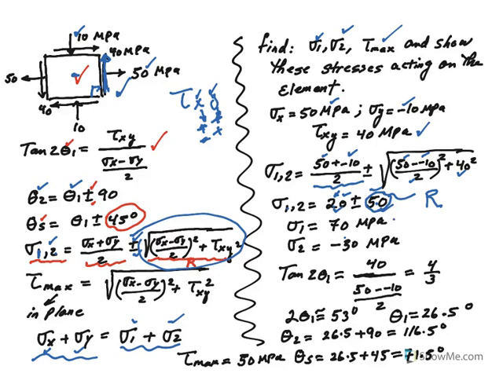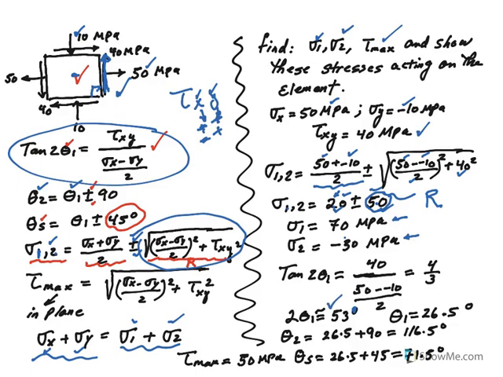So this is your sigma 1 and this is your sigma 2. Also, let's calculate at what planes these stresses happen. So let's go ahead and use this equation right here and just plug in. So we have to find inverse tan of 4 over 3, so we get 40 over 30 or 4/3. That's roughly about 53 degrees.